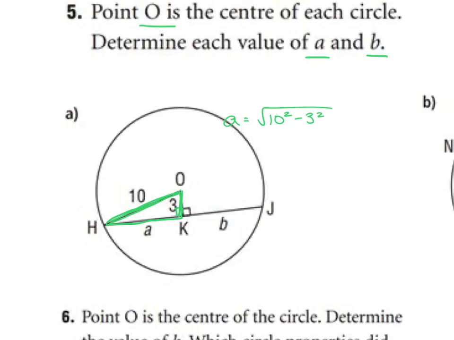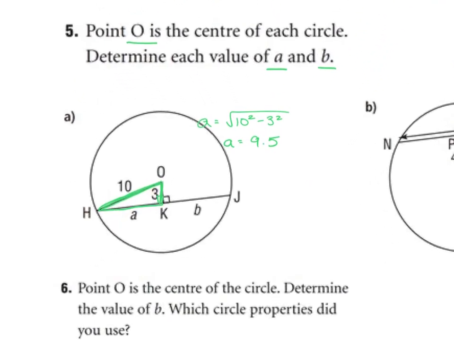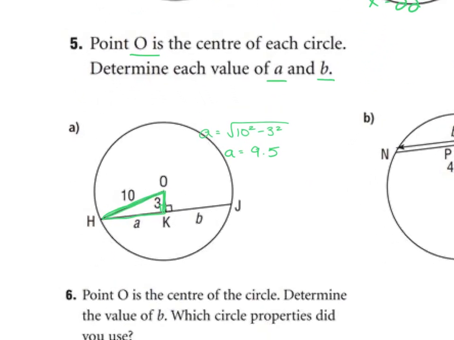Bear with me while I punch this into my calculator. I get 10 squared minus 3 squared, and then I took the square root of that. I got A equal to 9 point, I'll round to the 10th because I don't think it tells me otherwise, so I'll say 9.5. And if I know that this side here is 9.5, remember this is our perpendicular bisector, so length A and length B are going to be equal. So B is also equal to 9.5.